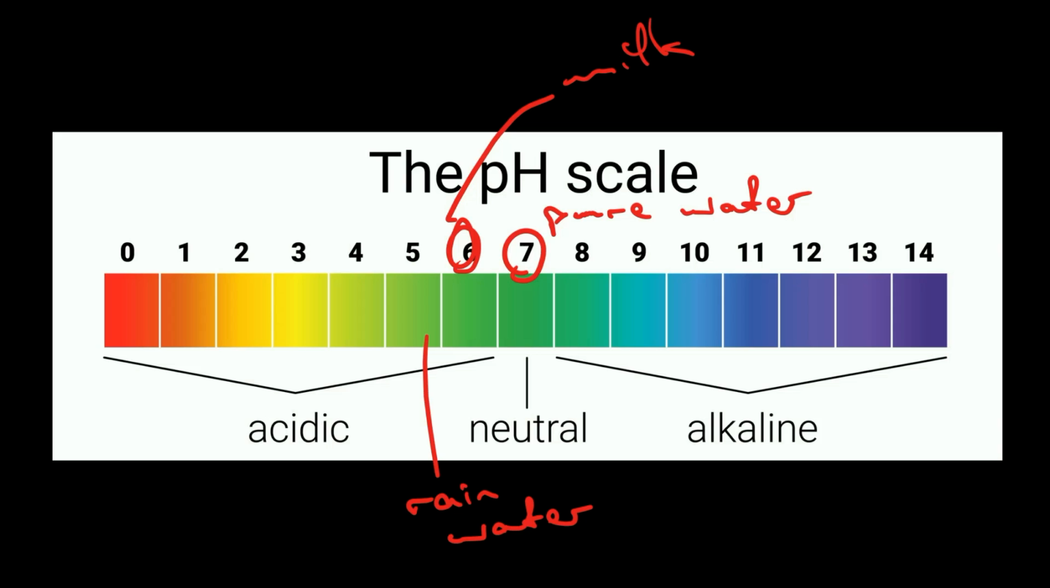Tomato juice about a 4. Apple juice about a 3. Let's put that one in there. That's a good one to know. Apple juice. Yep, that's acidic. Oh, wait, can't fit my juice. There we go. What else we got?